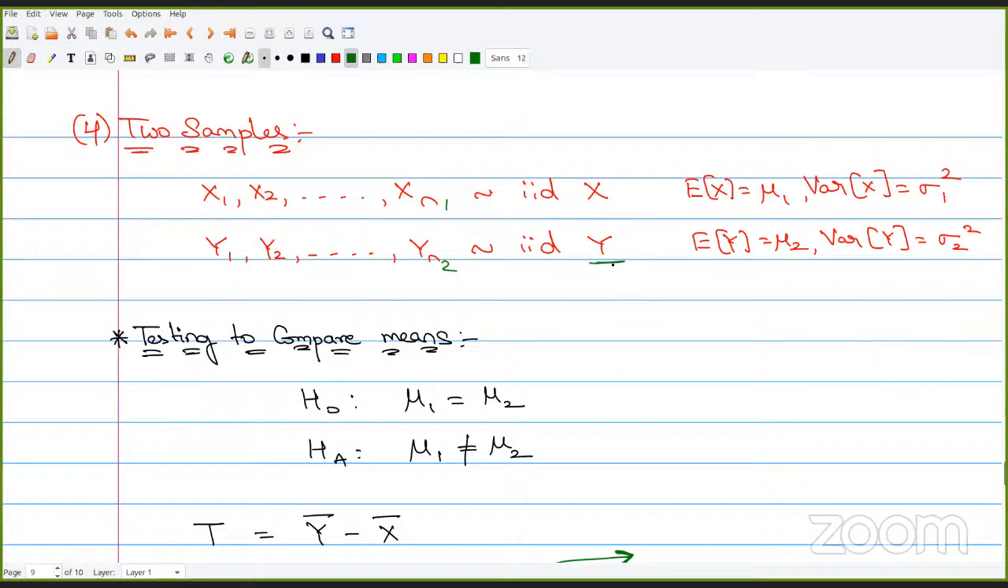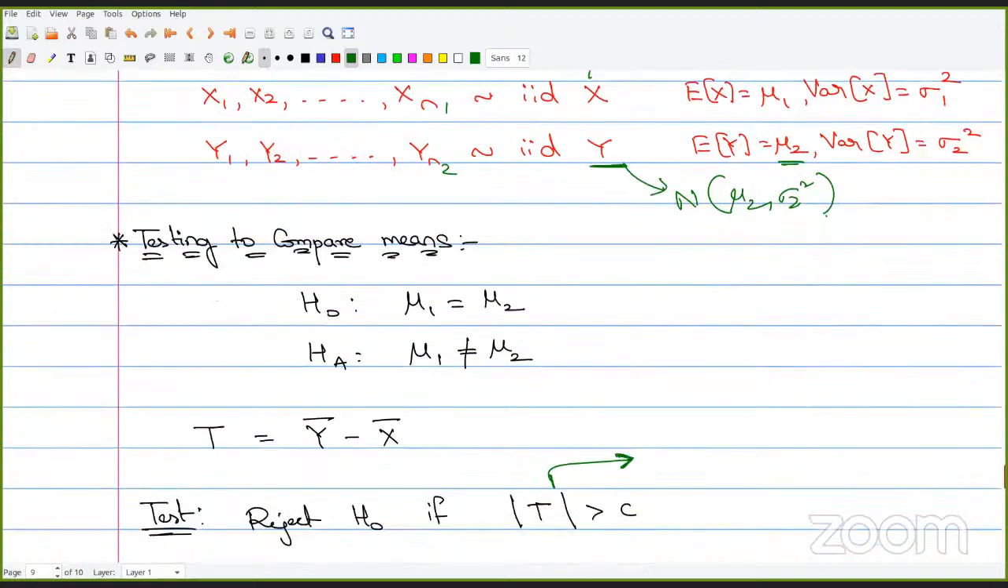So ultimately we never said it is normal, but we have taken the expected value of x and y, and the variance of x and y. We have approximated x to be following normal mu1, sigma 1 square, and y to follow normal mu2, sigma 2 square.